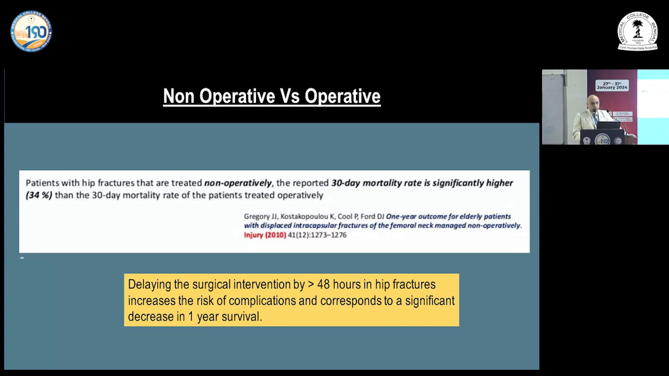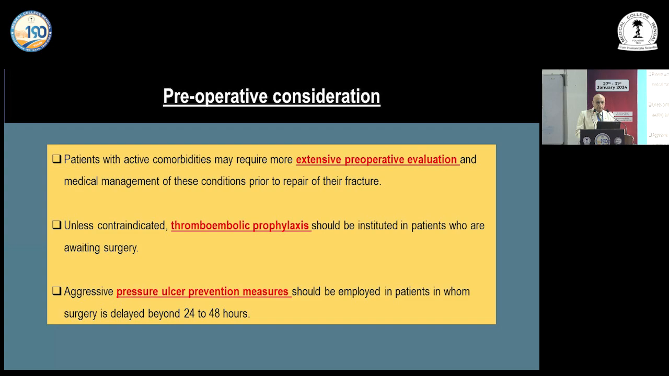It has already been published in a meta-analysis in the Injury journal in 2010 that, for non-operative versus operative treatment, hip fractures treated operatively have a better outcome beyond doubt. Delay in surgery of more than 48 hours in a hip fracture increases the risk of complications and corresponds to a significant decrease in 1-year survival.